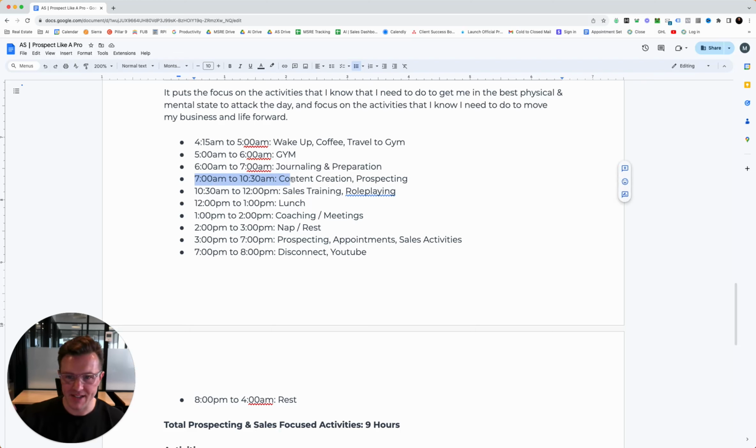And then from 7 to 10:30, that's what's focused on content creation, on prospecting, in those early morning hours. That's also when I'm the freshest and I can produce content at the highest capacity. And then from 10:30 to 12, that's usually my sales training, my role play, essentially just working through different scenarios with other agents, other team members, and going through these processes and essentially sharpening the axe, if you will. So when these situations do come up in real time, we're well versed on how to navigate them so we can get deals across the line.